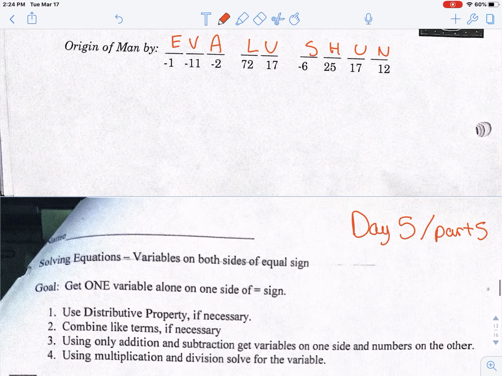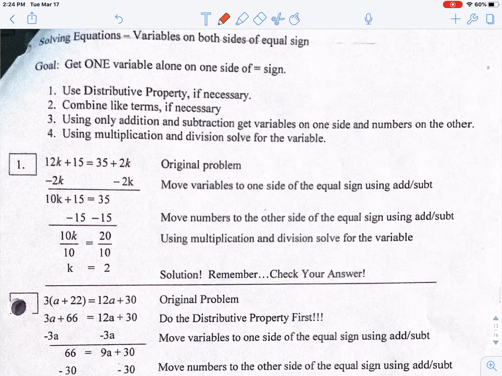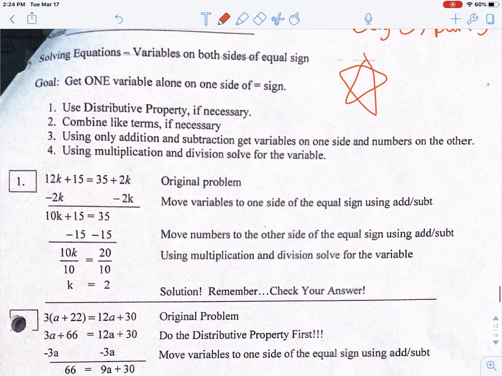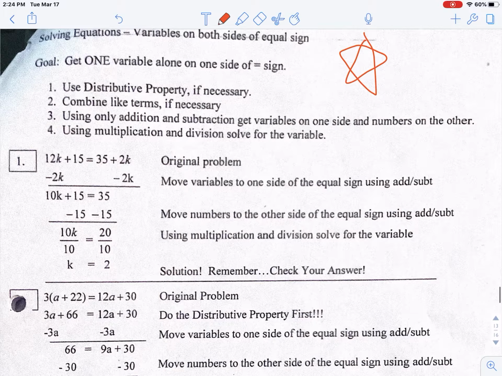So, moving down here to our next page, this is just an instructional page, but it's a really, really important page. It has everything written out that you could possibly need. So now we're getting into when we have variables on both sides of your equal sign.